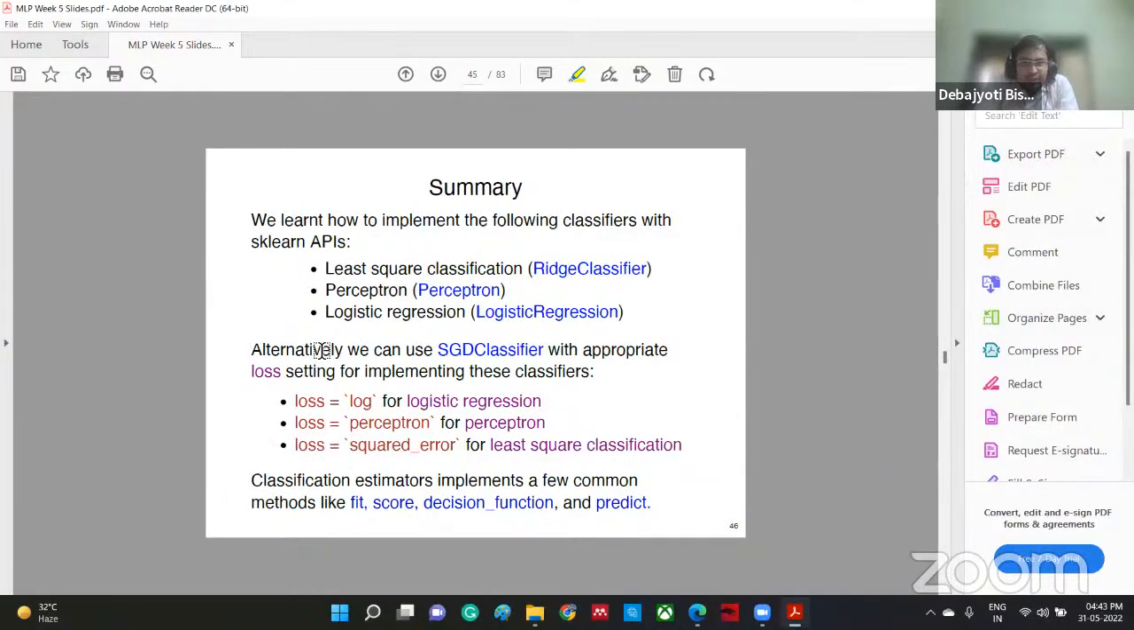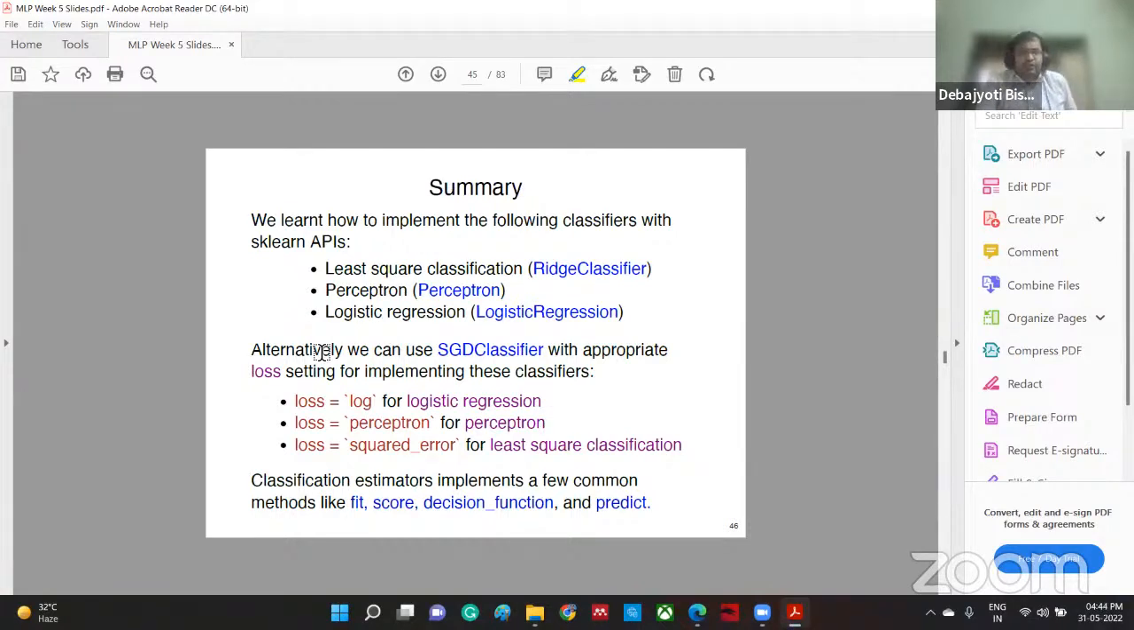So what did we learn? We had ridge classifier, perceptron, and logistic regression. All of them are imported from the same library, right? And we can also use SGD. So we learned how to implement these classifiers. Least squares is implemented by ridge classifier. Then perceptron is there, and logistic regression is there. Alternately, what we use is an SGD classifier with the appropriate loss function. So loss we can keep as squared error loss for least squares, loss equals perceptron for perceptron, and loss equals log for logistic regression, right?